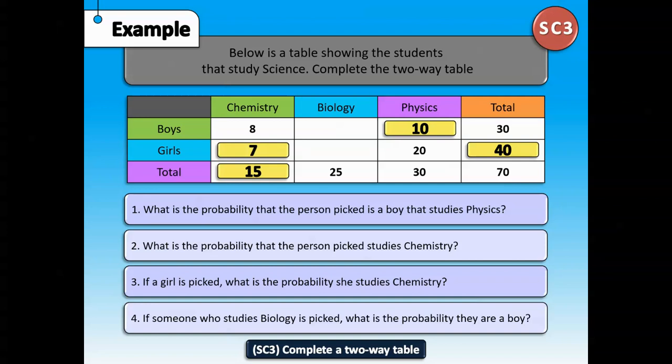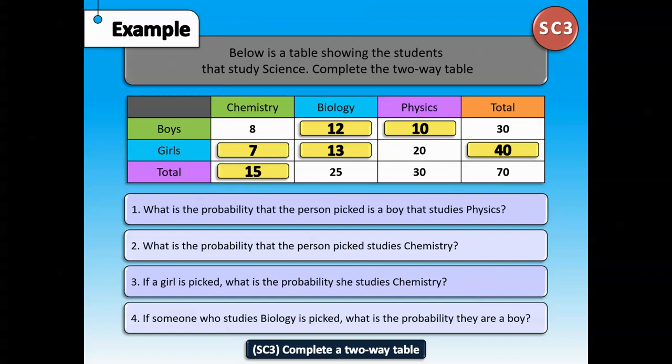There must be 7 girls that do chemistry. There must be 12 boys that do biology. So finally, there must be 13 girls that do biology. So now we've completed the two-way table, we can answer these questions underneath.